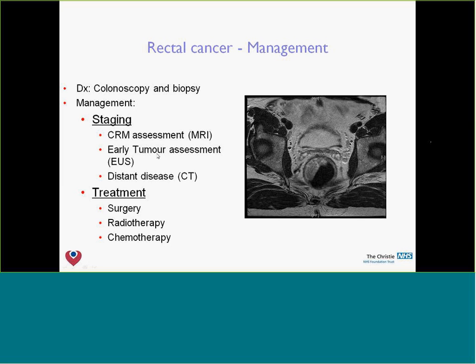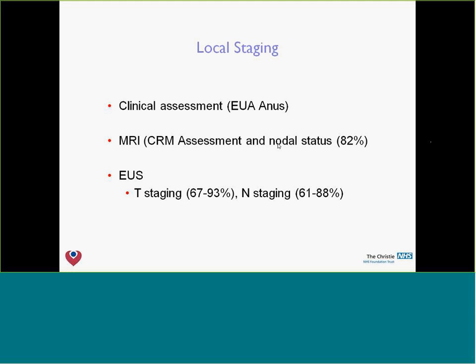If it's an early tumor, then endoanal ultrasound is used to assess the tumor, and metastasis is assessed by CT scan of the chest, abdomen, and pelvis. In some places, CT PET is also used. Treatment is of 3 types: usually surgery, radiotherapy, or chemotherapy. If radiotherapy and chemotherapy are given before surgery, it is neoadjuvant treatment. After surgery, it's called adjuvant treatment. Surgery is still the mainstay of treatment in colorectal cancer.